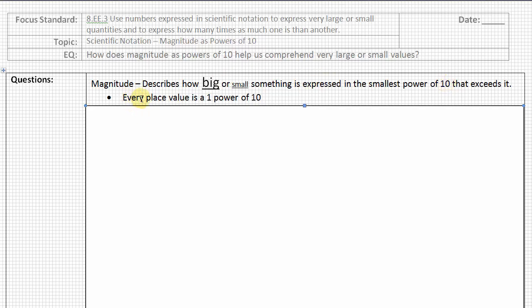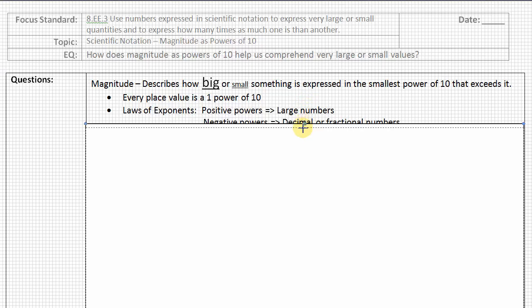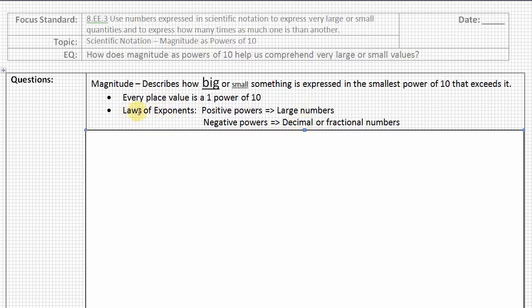So as I said here, every place value is one power of 10 because we're a base 10 system. And we're going to need to rely on our use of the laws of exponents, which we've been working on for the previous set of lessons. And remember that positive powers equal large numbers, and negative powers are decimal or fractional numbers. We talked about as repeated division. Well, if you repeatedly divide something, you're going to get a really small decimal or fractional value.